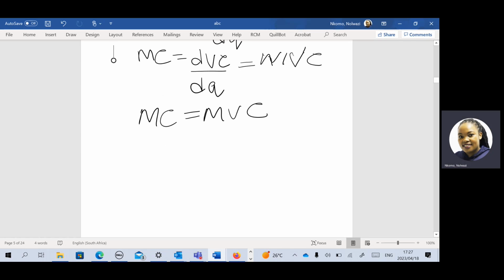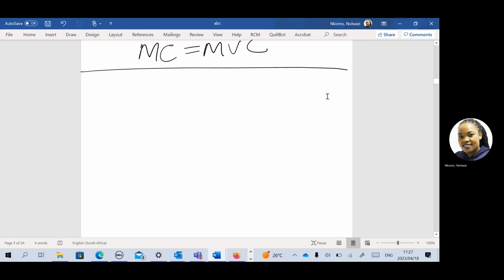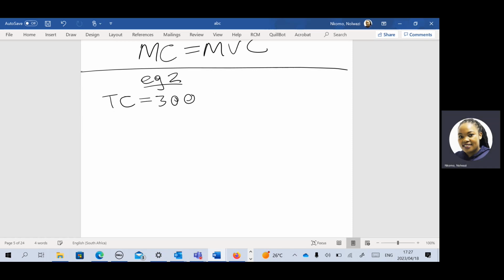Let's do an example here. Suppose we are given a total cost as in 300 plus 50Q, and we are asked to find the marginal cost, right?